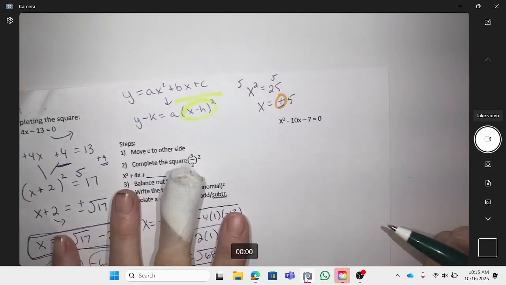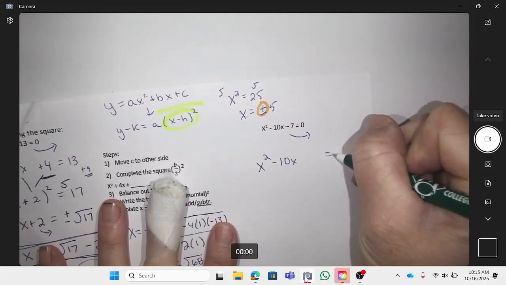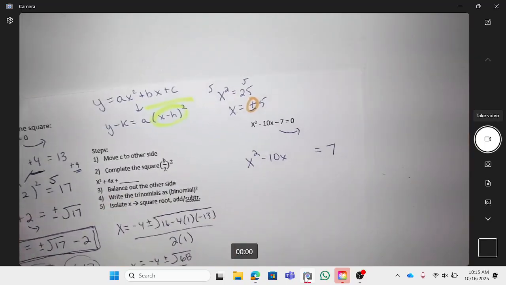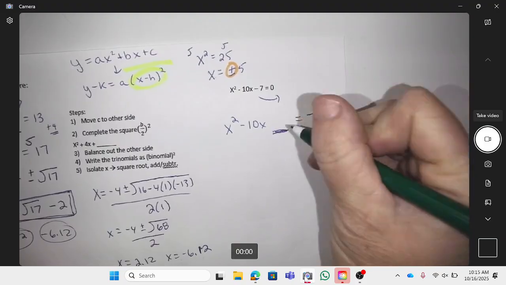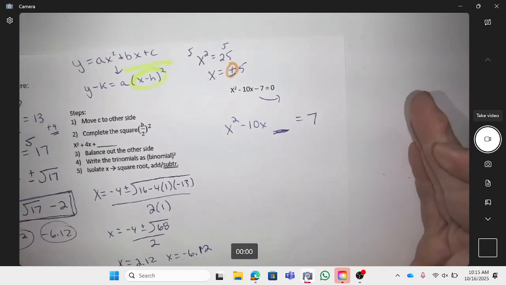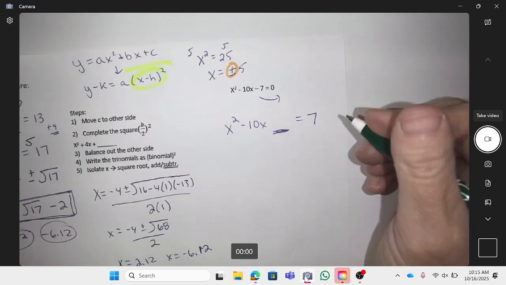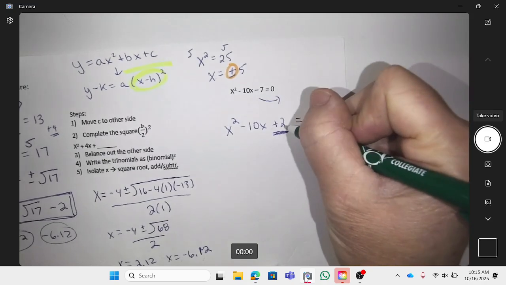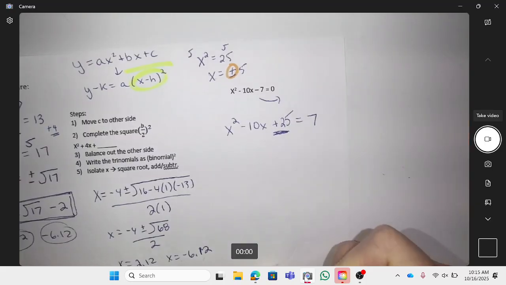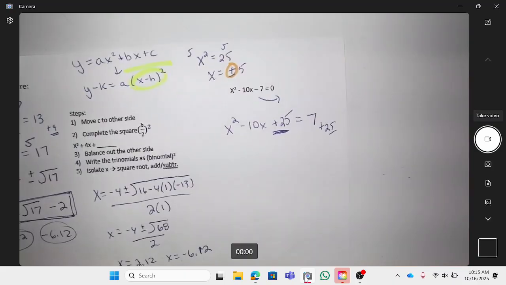Okay, here we go, a little faster. Ready? Move that out of there. Move that out. And now, can you make yourself a trinomial? What do you want your simple trinomial to end with? It's always plus 25, half squared. Balance it out.